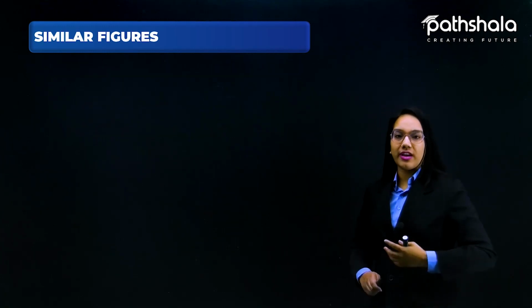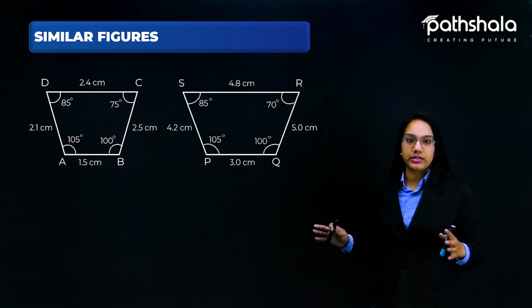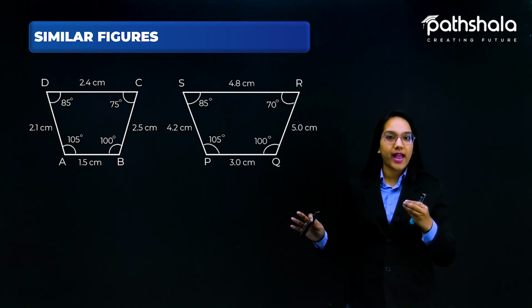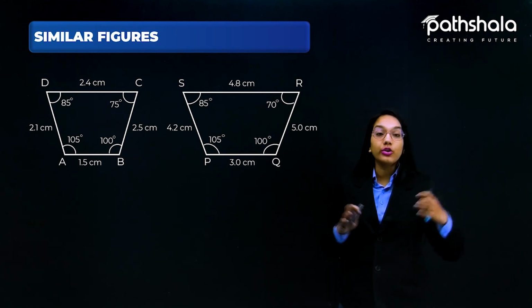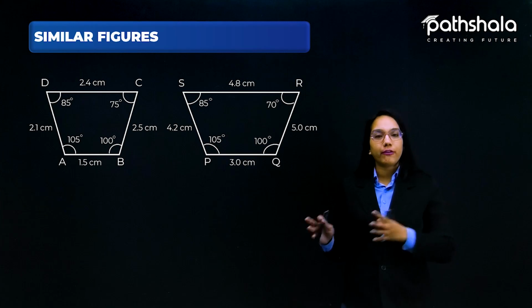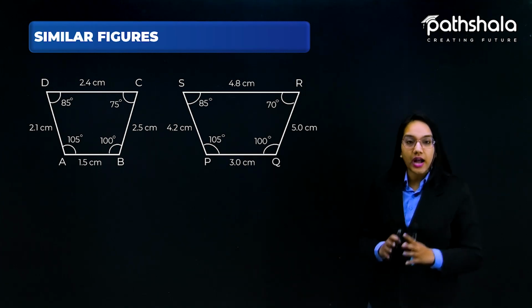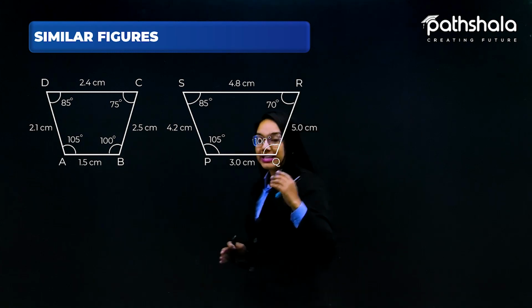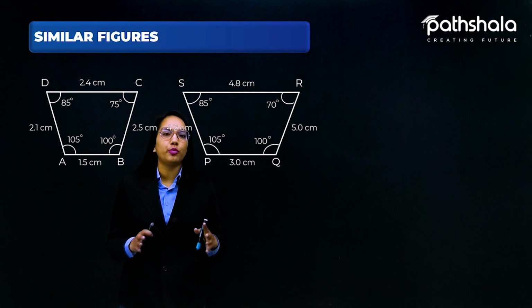Let us suppose I am taking an example of these two quadrilaterals, and I just want to justify that if they are similar, then how they are similar. By the criteria of similarity, first of all, I'll start with the very first part. It says that all the corresponding angles should be equal.